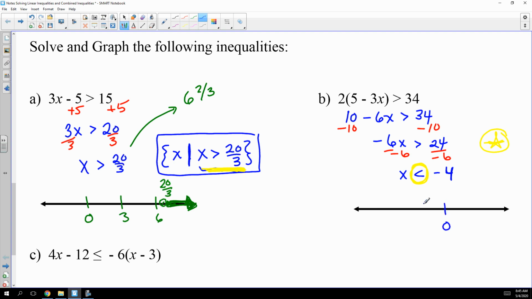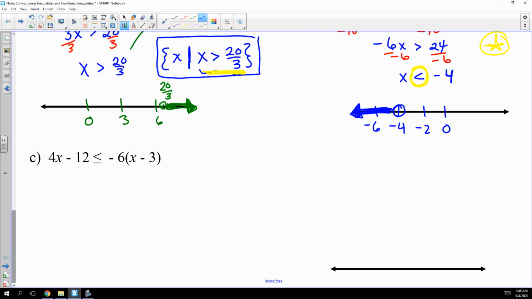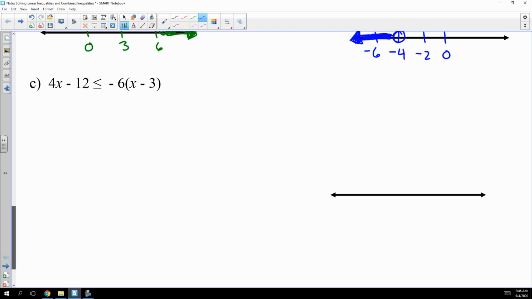So here's 0, negative 2, negative 4, negative 6, less than negative 4. Negative 4 is not included in part of the solution, so I'm going to put an open circle on negative 4 and shade everything to the left, which represents all the values that are less than negative 4. Okay? Last one on linear inequalities before we start talking about combined inequalities.